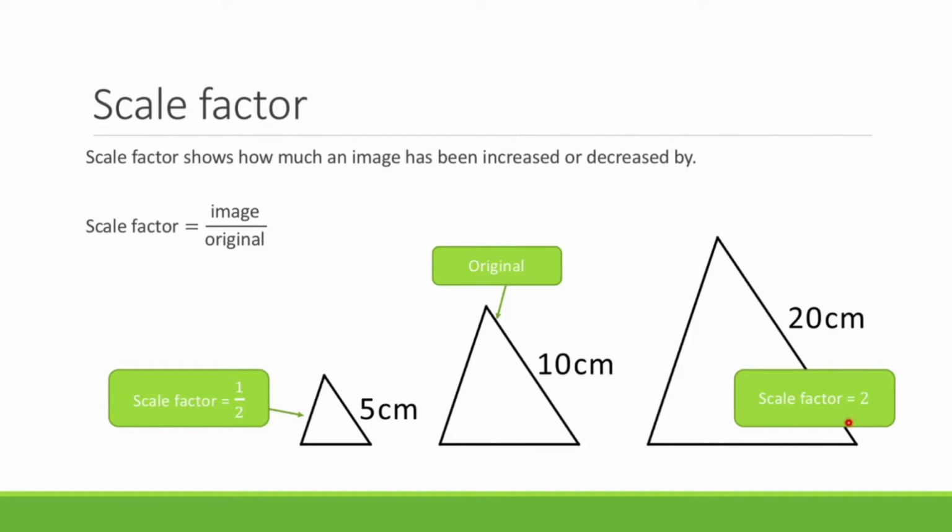That just means that this triangle's side has been doubled. Now, for this triangle, because this is the original, we do 5 over 10, which is half. So the scale factor is half, which just means that this triangle has been halved from the original. Now remember, we are using the matching sides to find the scale factor.